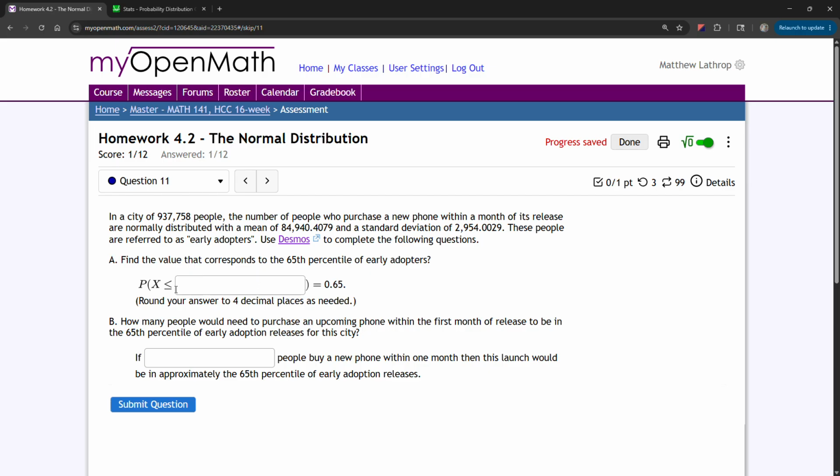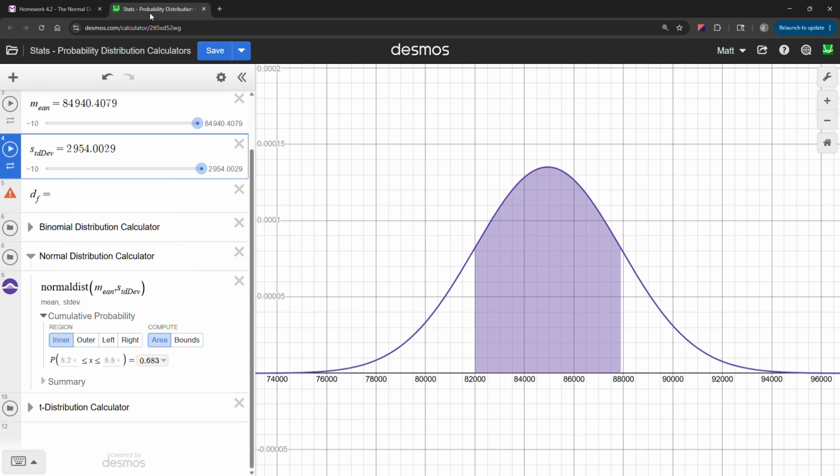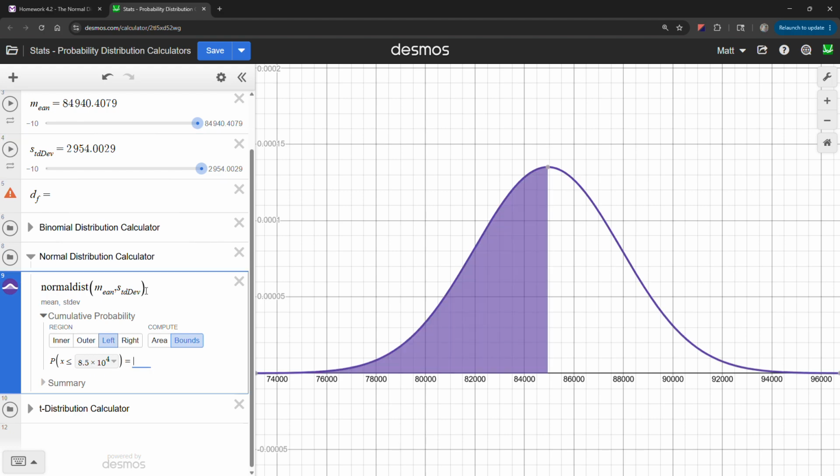And now what we want to do is determine what this missing value would be, so that if x is less than or equal to that, the resulting probability is 0.65, meaning that data value represents the 65th quantile, or 65th percentile. To do that, we'll set up a left statement because we want x to be less than or equal to some value, but we want to change the compute method from area to bounds. Now Desmos is calculating the value we're comparing x to in order to generate a specific probability.